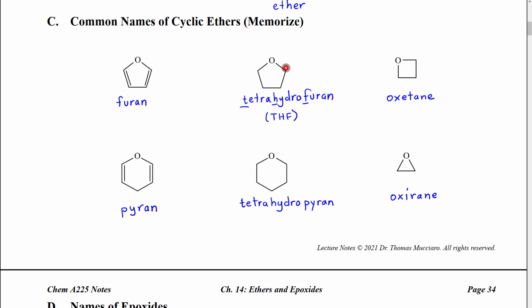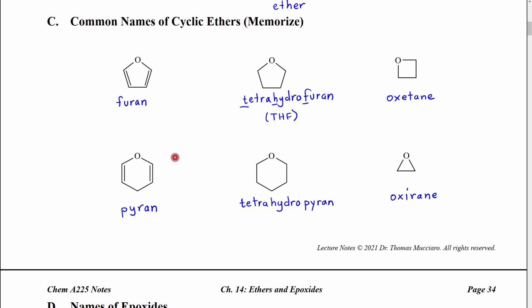This is a very commonly used solvent. In fact, it's so commonly used that organic chemists have given it an abbreviation. The abbreviation is THF. The 4-membered cyclic ether is called oxetane.